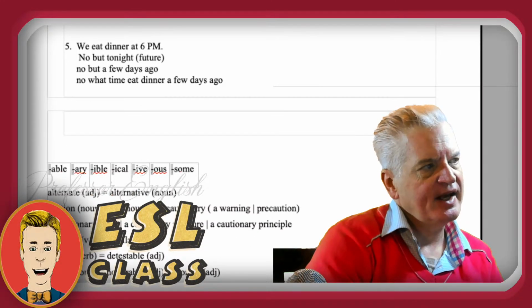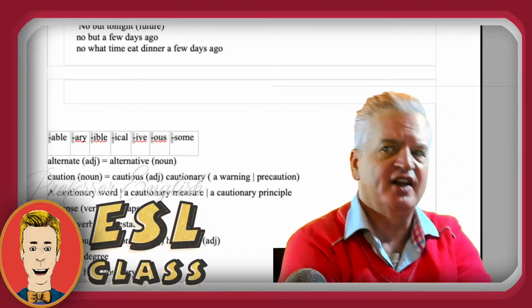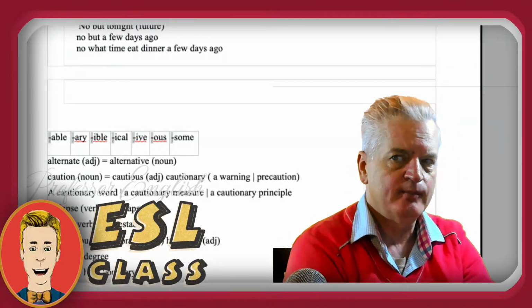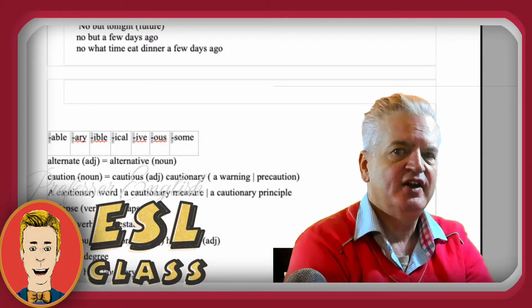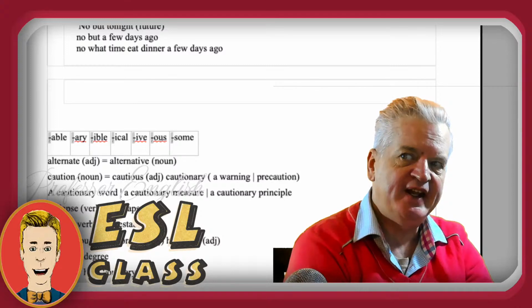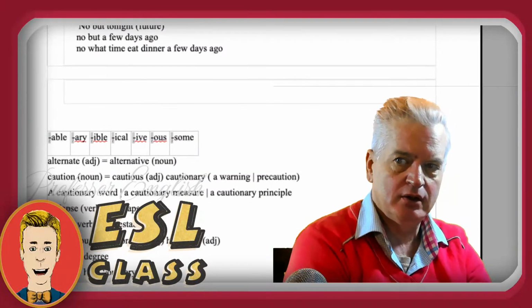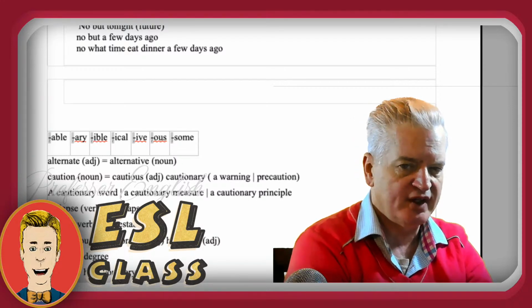Okay, now let's make a yes/no question with "we ate dinner at 6." How will you make a yes/no question with "we ate dinner at 6"? Did we eat? Did we eat dinner? Did we eat dinner at 6?